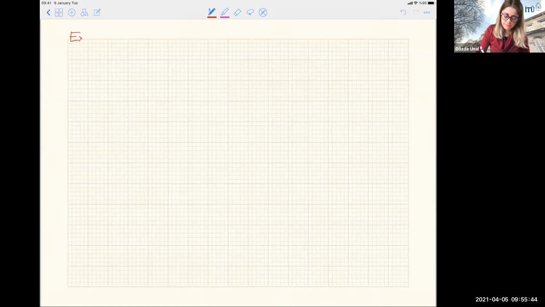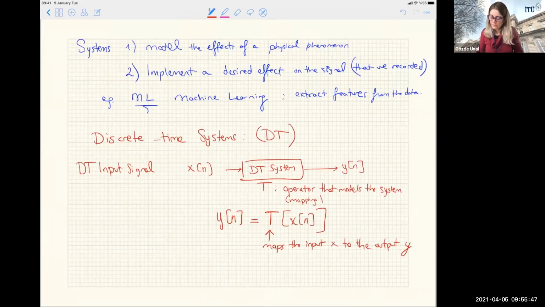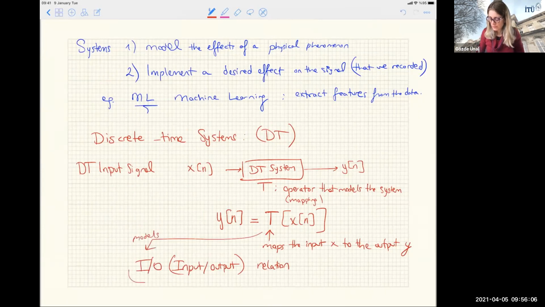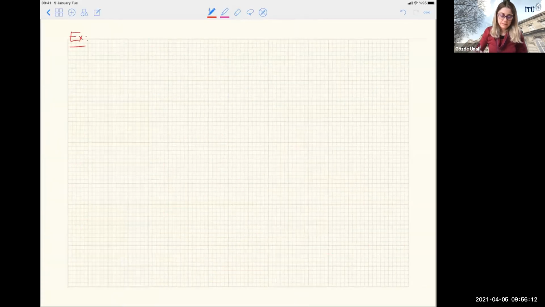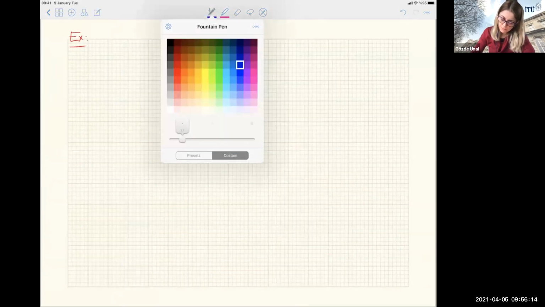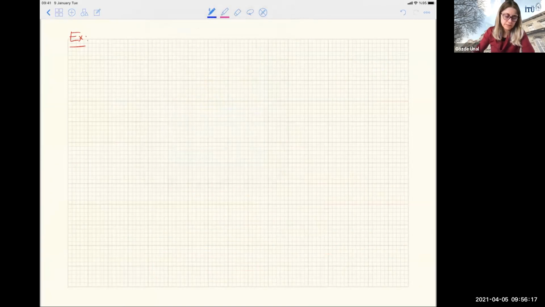Some example. We typically also say we want to write this as an input-output relationship. We show this by typically IO, input-output relation of a system. So T actually models the input-output relation, right? It maps the input to the output. So now, for example, we sometimes show a system as a block diagram with x of n, system S, y of n.